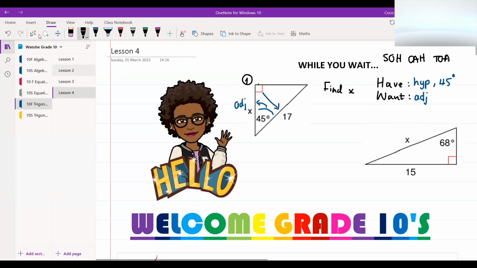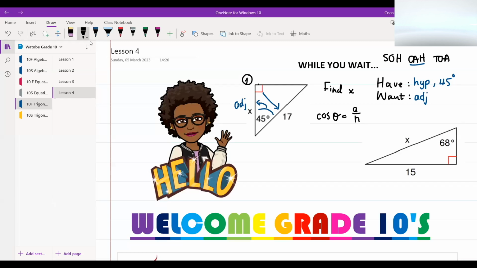Yes, Funzo. That's it, Kehoratile. That's what we're looking for. All right, good. It's the ka, and the ka is the cos. So I know that I'm going to use cos. So I'm going to go cos of theta is equal to adjacent over hypotenuse.